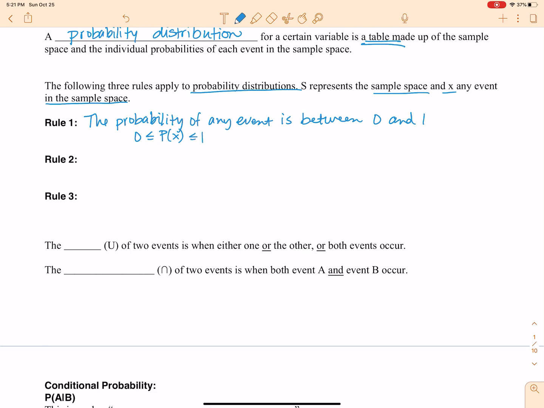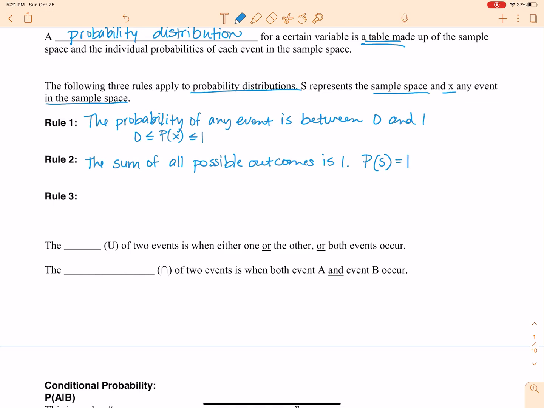That's rule number 1. Rule number 2, the sum of all possible outcomes is 1, no matter what. Because the probability of something happening plus the probability of it not happening is the total of 1. That is what that means. So the probability of the sample space happening is 1.